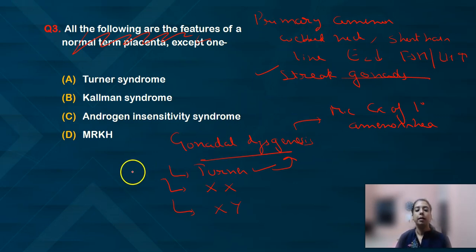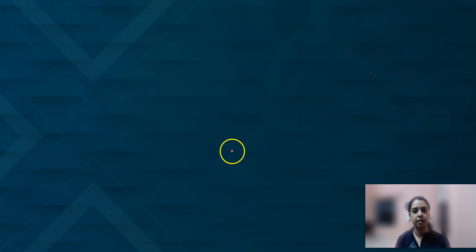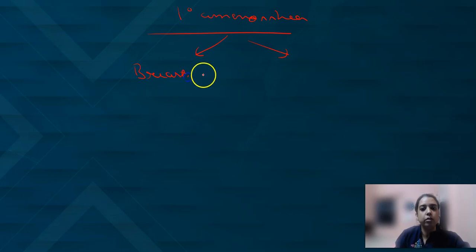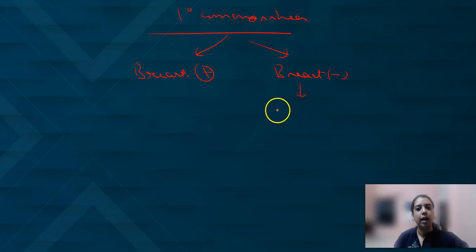Now, let's see how you evaluate a patient when you get a patient of primary amenorrhea. You want to see whether she has been exposed to estrogen or not, how will you know? The best marker for estrogen exposure is actually the breast development. So you will see breast development is present or absent. Breast development absent means she has not been exposed to estrogen. If she has not been exposed to estrogen, either there is a problem in the center or there is a problem in the gonads.